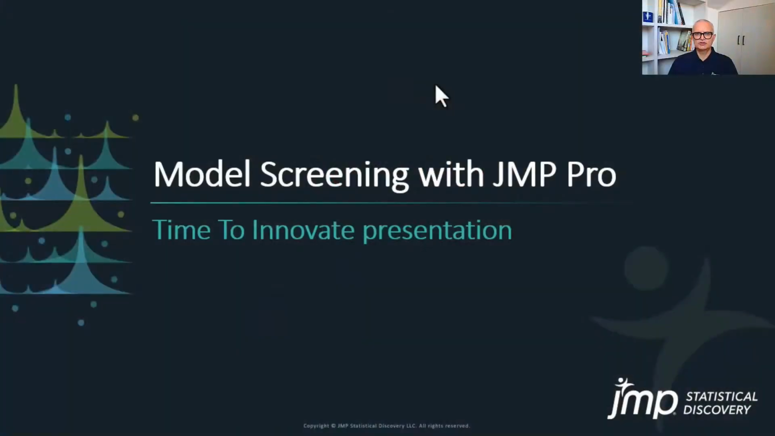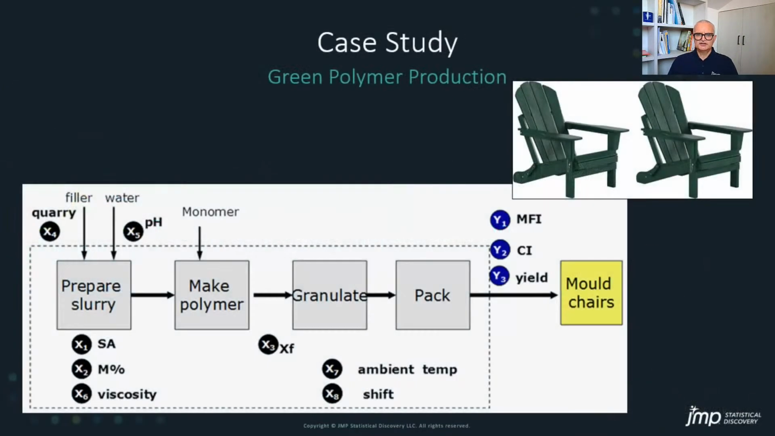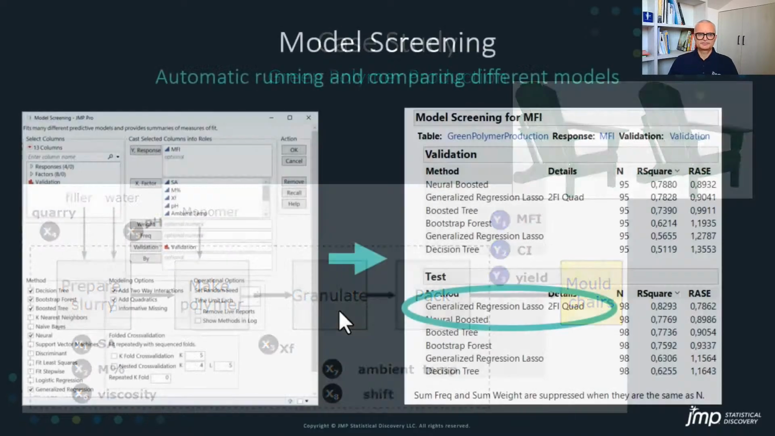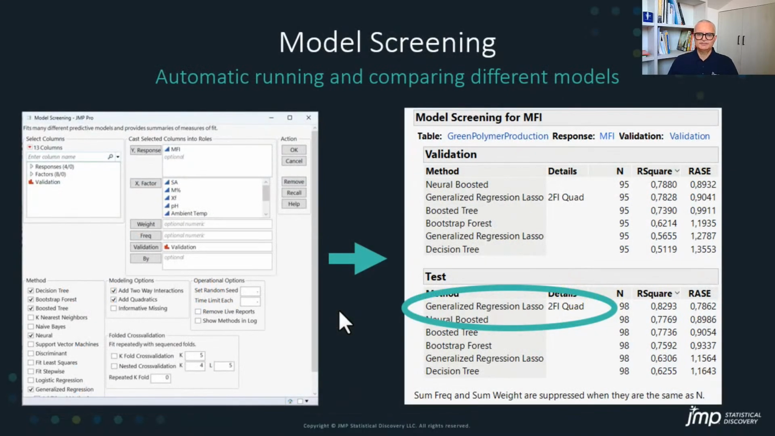Hi, in this presentation we are talking about model screening with JMP Pro. The case study that I'm going to use is about this green polymer production. We have this MFI quality attribute that we want to take into account, and we want to find a good predictive model to explain this MFI, the melt flowability index, with all or some of these potential inputs. We will use the model screening platform in JMP Pro.